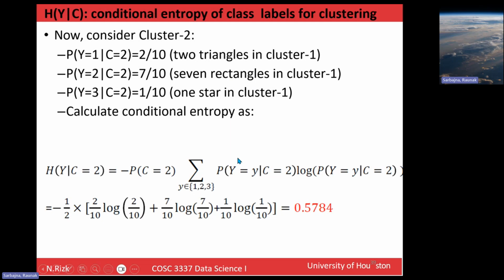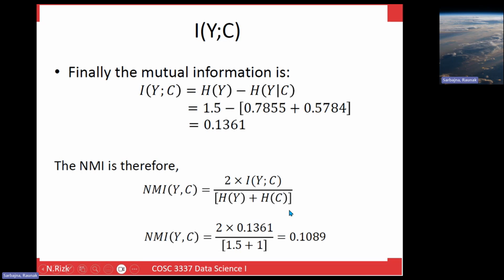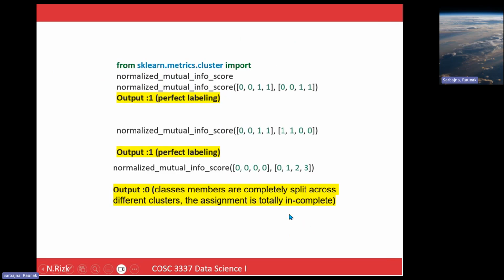And you do the same for cluster 2 using the same conditional formula. You calculate the same conditional entropy, and finally the mutual information is 1.5, which we already calculated as the entropy of that, and then you add up these 2 entropies, and so this is the normalized mutual information. So this upper value is the mutual information, and 2 over H(Y) plus H(C) is the normalization index. And based on that, we find the NMI value of 0.1089, which is pretty low.